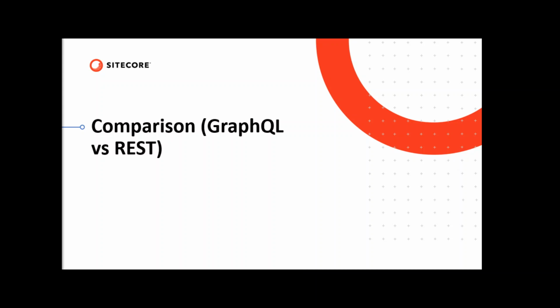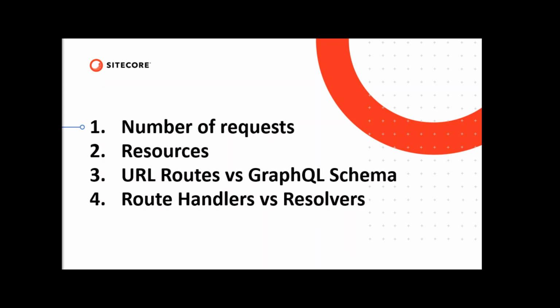Okay, you must be familiar with the REST API already. Can I have hands up from those who are already used to REST? Everyone, I think. Cool. All right. So the comparisons are way too many, but I'm going to cover some of them: the number of requests, the resources, the URL routes versus the schema, and the handlers versus the resolvers.